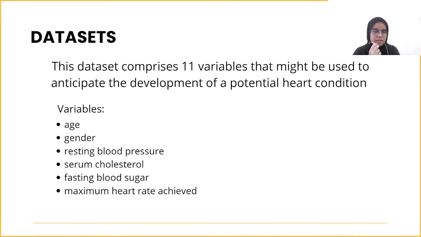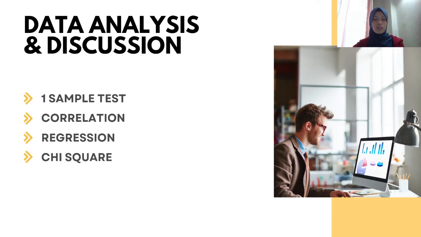For datasets, this data comprises 11 variables that might be used to anticipate the development of a potential heart condition. The variables that are used in this project are age, gender, resting blood pressure, serum cholesterol, fasting blood sugar, and maximum heart rate achieved. Next, we are going to present data analysis and make a discussion on one sample test, correlation test, regression test, and chi-square test.